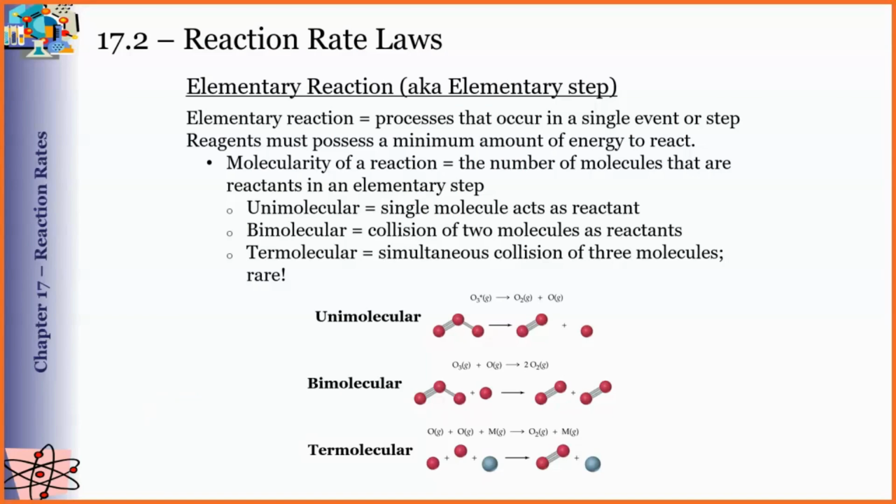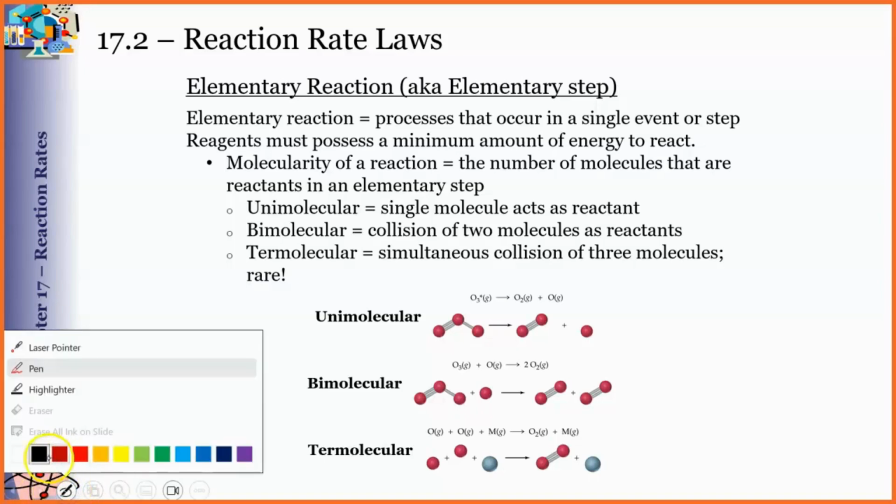We were given information. If we're not given different trials, different concentrations, different rates, it's going to be called an elementary reaction. It's a process that occurs in just a single event or a step. And reagents, which are the same as reactants, must possess a minimum amount of energy to interact or to react with each other.